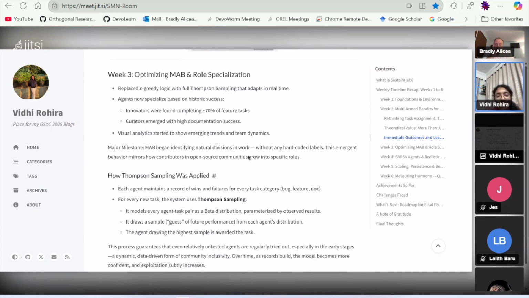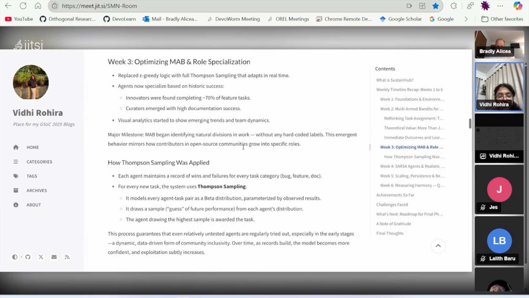Then I have added how in week 3 I optimized the multi-armed bandits, and specialization. Just as an example, the innovators were found to complete 70% of the feature tasks and the curators were high with the documentation successes. So each of the agents was doing their respective tasks.